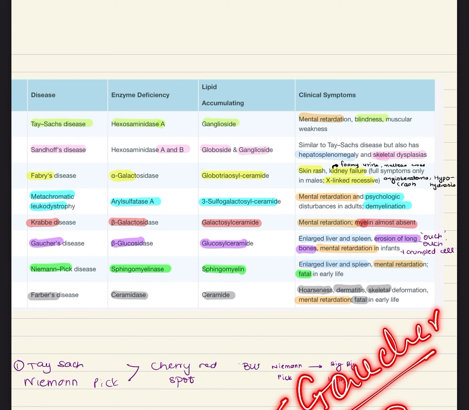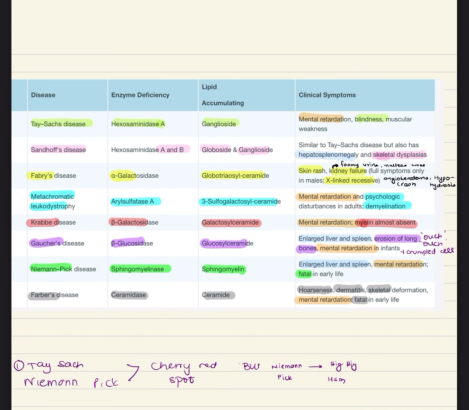So you have Gaucher, Niemann-Pick, and Sandhoff, which have hepatosplenomegaly. If you remember this, good. If you can't, it's alright. Next is Niemann-Pick disease. Now, Niemann-Pick disease is because of sphingomyelinase, and what is accumulating? Sphingomyelin is accumulating.